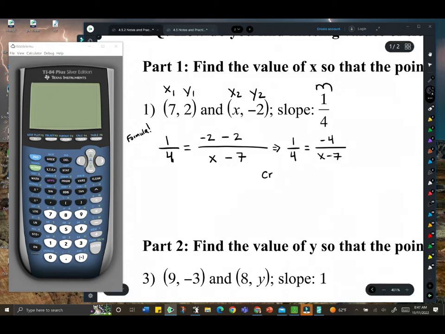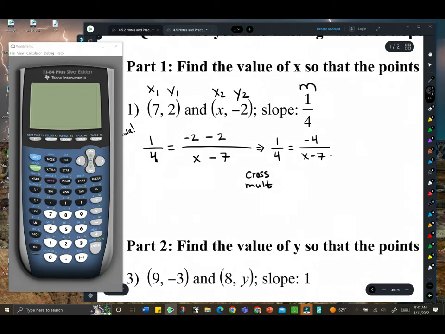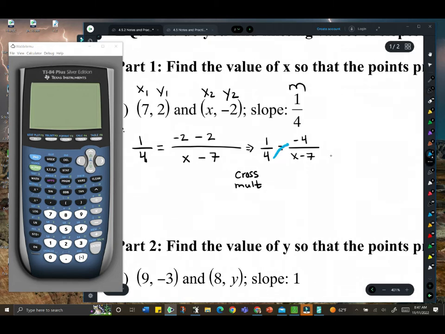And from there, we're going to cross multiply. So good old cross multiplication is back. We are going to take the 4 times negative 4, which is negative 16. And then 1 times x minus 7, which is just going to be x minus 7. Sometimes you'll have to distribute that, but for our sake right now, it's just an x minus 7. And after solving that, adding 7 to each side, we have negative 9 is equal to x minus 7. Negative 9 is just equal to x.